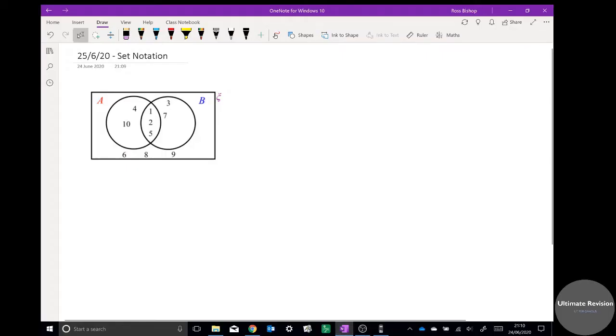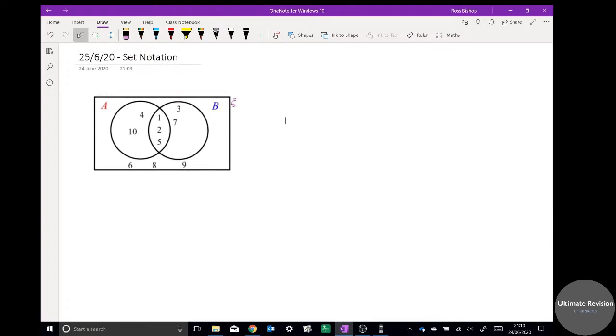Right, okay, guys. Here we go again. It's two classes again today, so both mine and Miss Jovic's class are going to be working on this, which is great. And we're looking at set notation here.